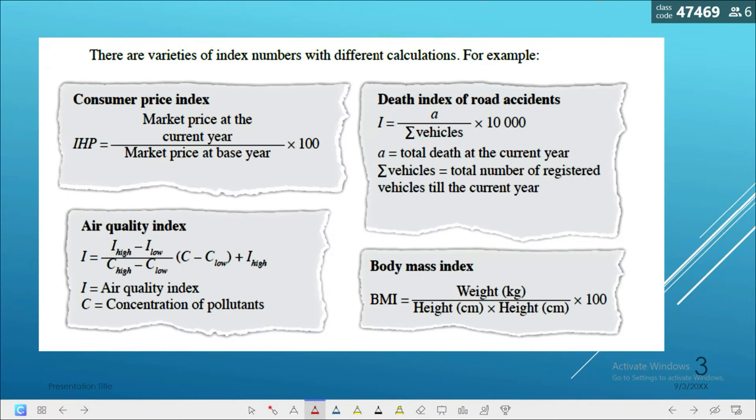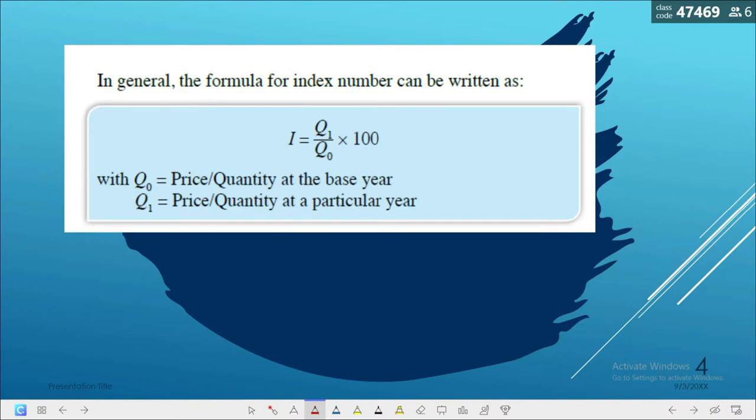This is an example of an index number: the consumer price index. This is an example of the formula. Other examples are the index of road accidents, the air quality index, and also the body mass index, BMI. So those are the examples.